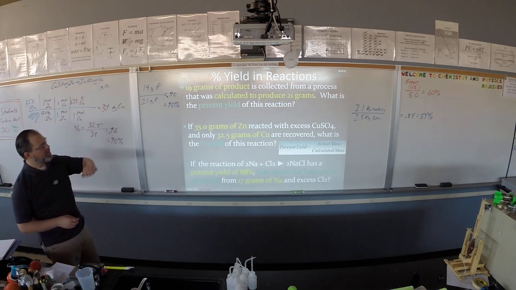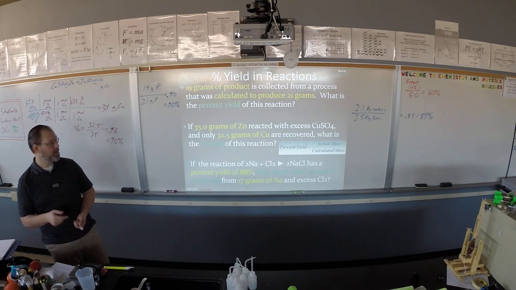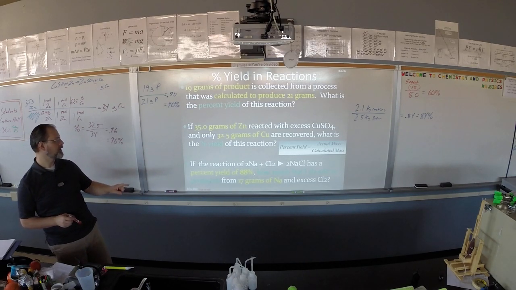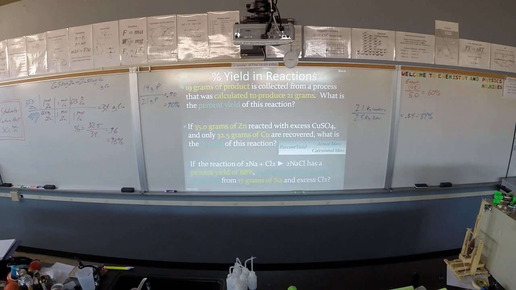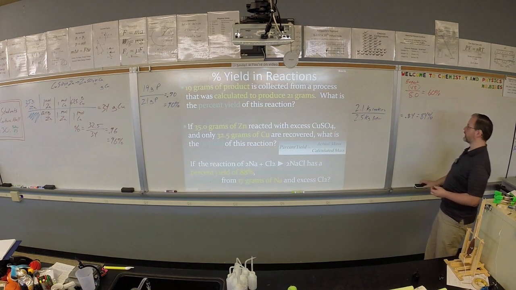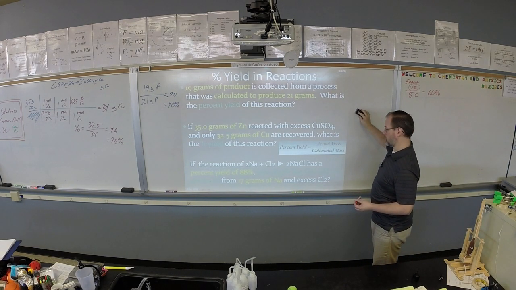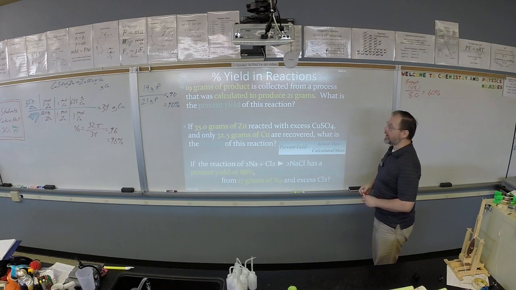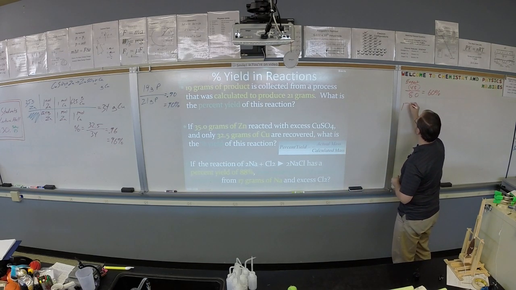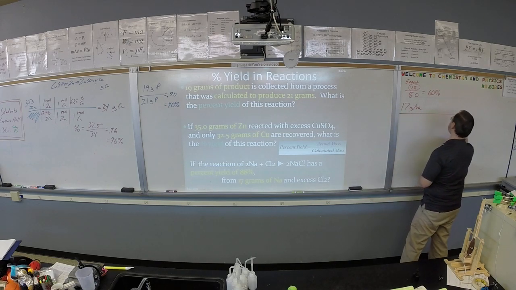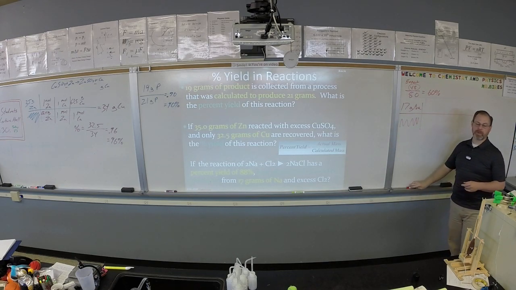If the reaction of 2Na plus Cl2 yields 2NaCl has a percent yield of 88%, I'm sorry, you can't read the bottom. It says, how much sodium chloride should be produced from 17 grams of chlorine? I'm sorry? 17 grams of sodium. Like I said, how much sodium chloride should be produced from 17 grams of sodium? So we're going to start the calculation just like we always do, 17 grams of sodium. Go ahead and work this one out. I'm going to be a couple minutes behind you.